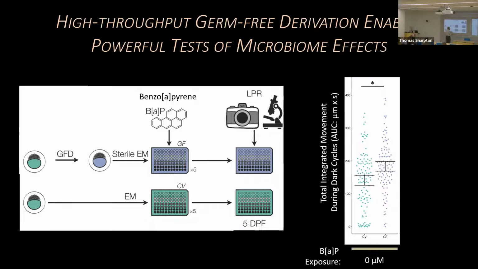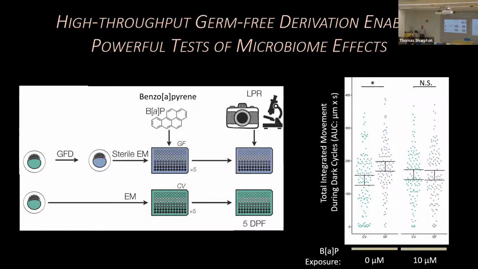And so you see most of its movement in the dark cycles. And when we have germ-free fish, what we end up finding is the fish are relatively hyperactive compared to the conventionally reared fish. They move more. This is a similar finding to that which was observed in germ-free mice in behavioral assays. The germ-free mice are more anxious, they explore more than their conventionally reared counterparts. And what happens when we add 10 micromolar benzoapyrene? We no longer see a difference in the behavioral activity of these two different groups of fish. The germ-free fish become relatively hypoactive. They decrease their activity, whereas the microbiome-colonized fish become relatively hyperactive.